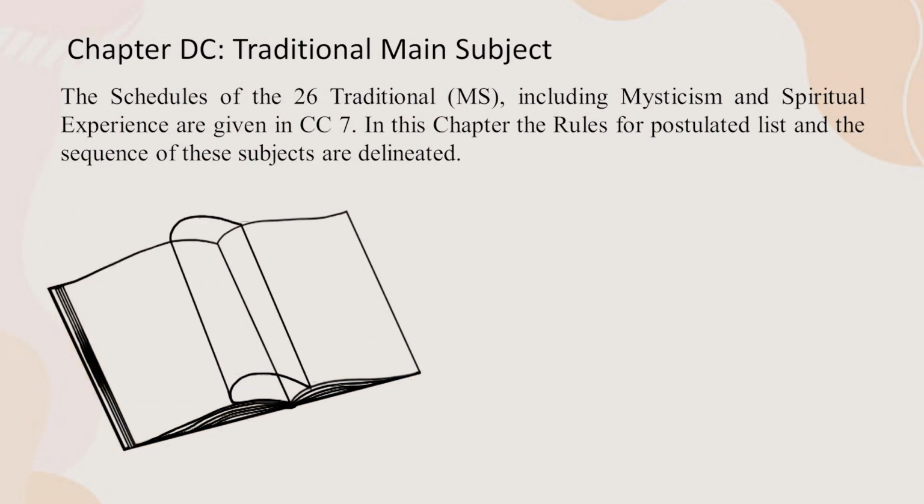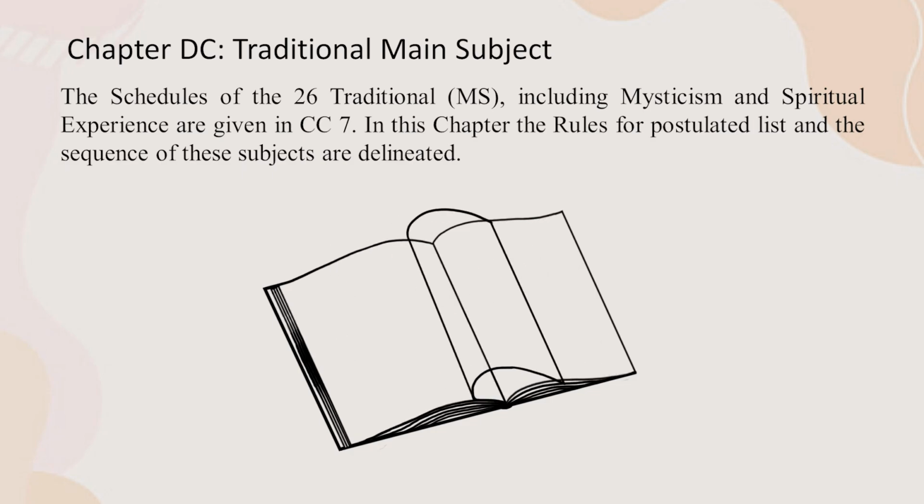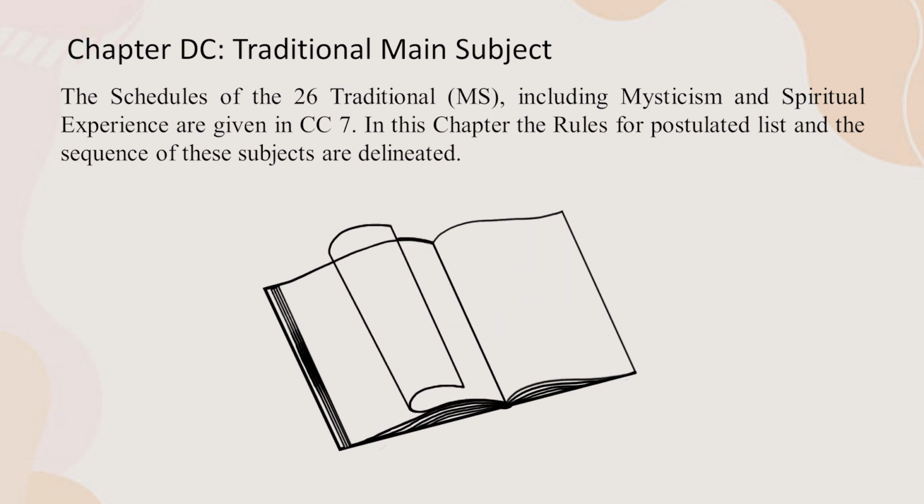In chapter DC, as we have said, traditional main subjects are enumerated. The 26 traditional main subjects, including mysticism and spiritual experience, are given in CC7, and in this chapter the rules for the postulated list and the sequence of these subjects are delineated.